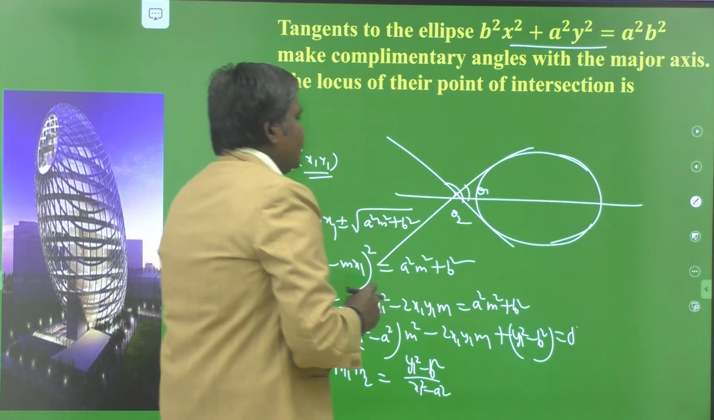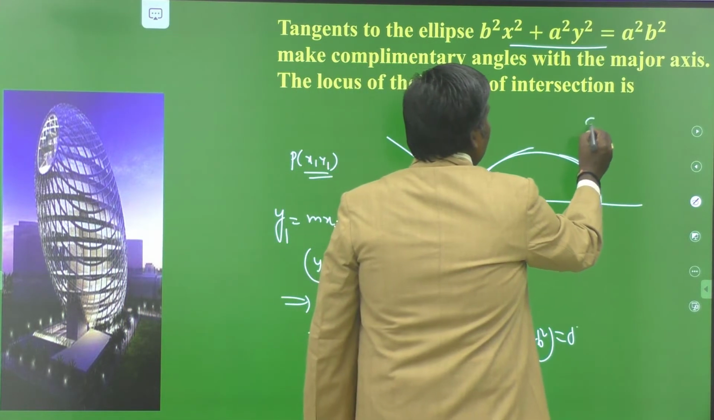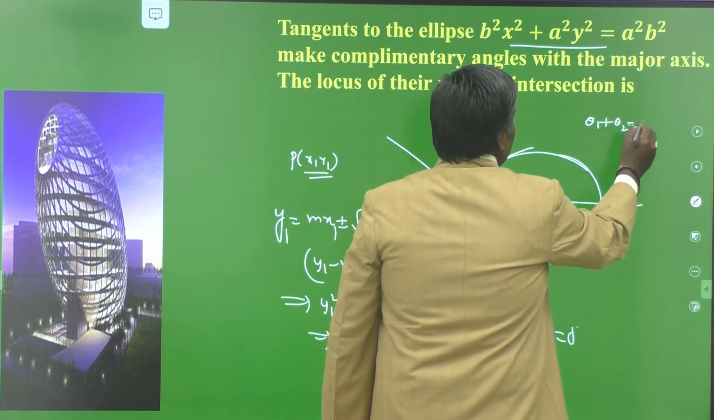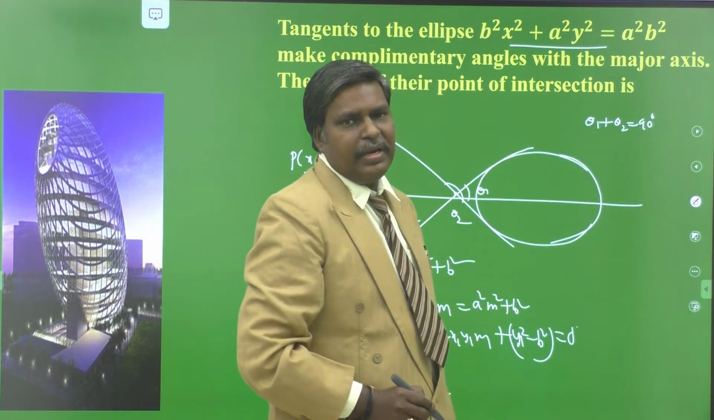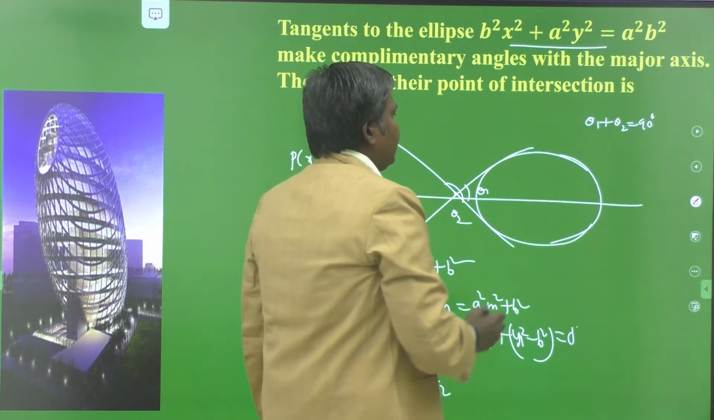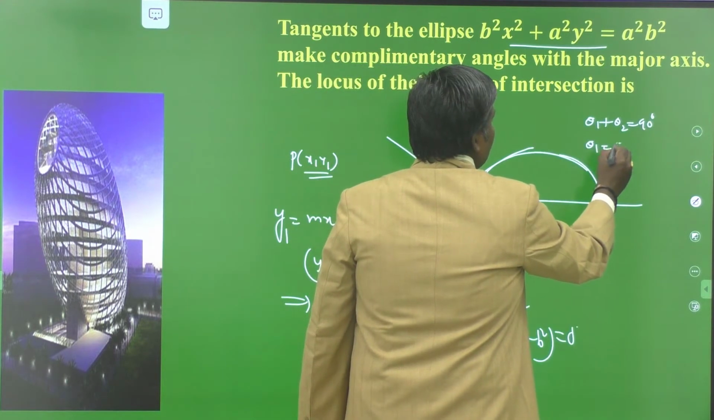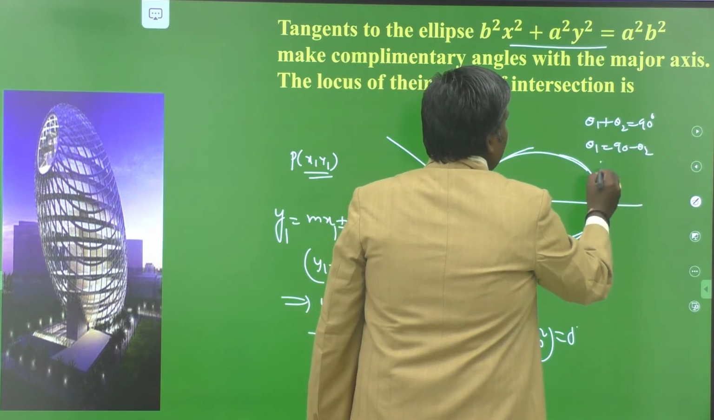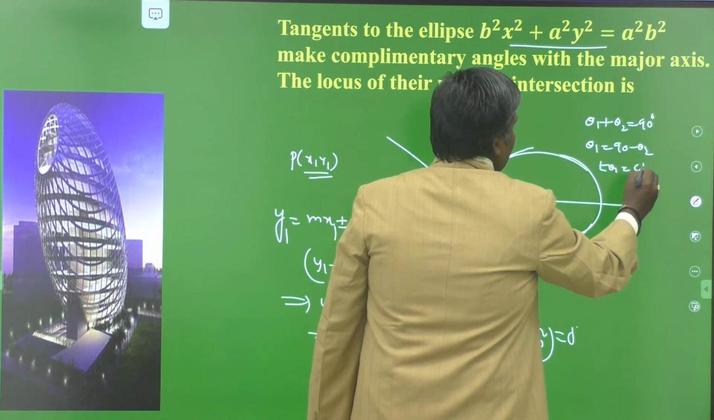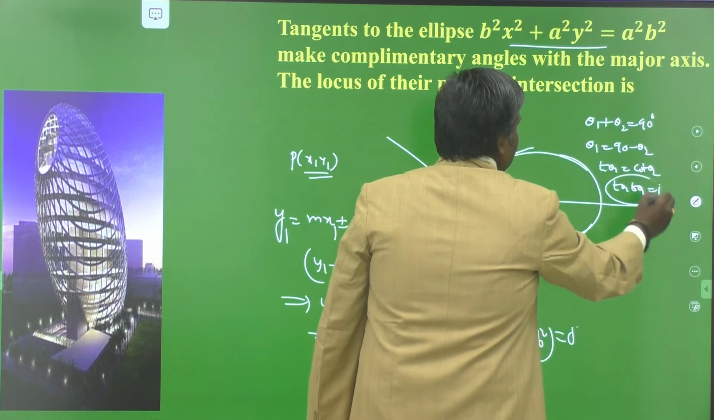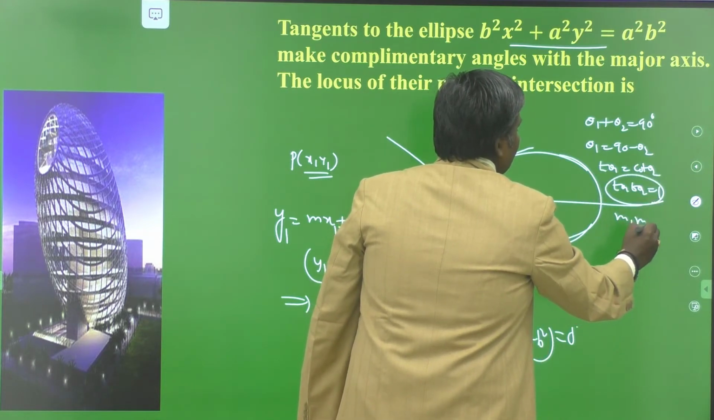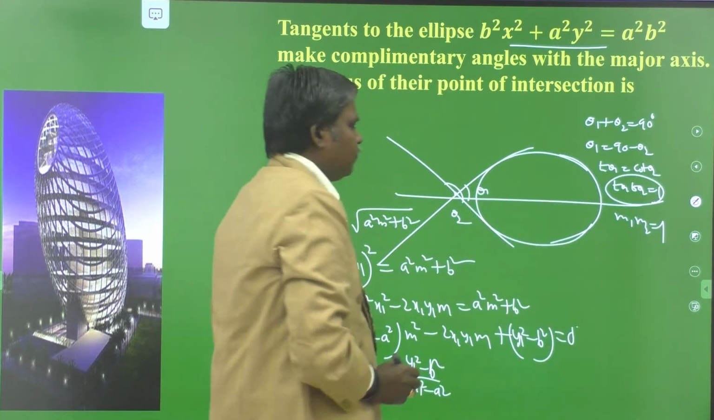Now what about our m1 and m2? Since the angles are complementary, we have theta 1 + theta 2 = 90 degrees. That means their sum is 90 degrees. So theta 1 = 90 − theta 2. Tan theta 1 is cot theta 2. Tan theta 1 into tan theta 2 is 1. This is the condition, meaning m1m2 = 1.